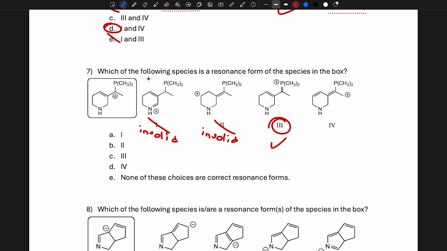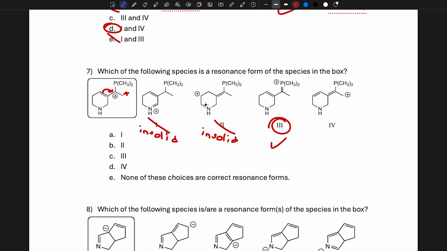In the last structure, what we realize is we'll probably move this double bond over here, which means we should form the positive charge over here, but we didn't. We somehow formed the positive charge all the way in the end, and the only way for that to happen is to remove a hydrogen. And we know that's not possible.